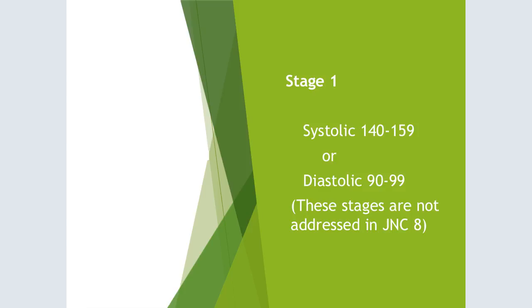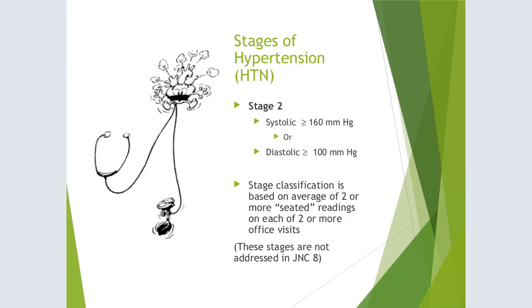Stage 1 hypertension: systolic is 140 to 159, diastolic is 90 to 99. Okay. Stage 2 hypertension: systolic is greater than or equal to 160, or diastolic greater than or equal to 100.